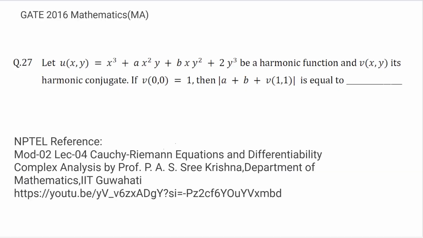Problem is from GATE 2016 mathematics paper, question number 27. Problem given is: let u of x comma y equal to x cube plus a x square y plus b x y square plus 2y cube be a harmonic function and v of x comma y its harmonic conjugate. If v of 0 comma 0 equal to 1, then the absolute value of the expression a plus b plus v of 1 comma 1 is equal to dash.